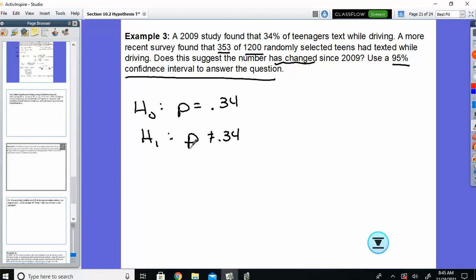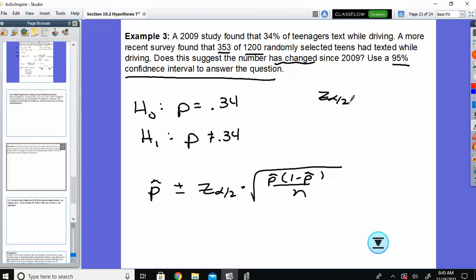So if we were going to build a confidence interval for p hat, look at your formula sheet. So remember we did these confidence intervals in chapter 9. So we had p hat plus or minus z alpha over 2 times the square root of p hat times 1 minus p hat over n. So if I want to do that, we're going to need our z value, which we can get from the table. Since I said a 95% confidence interval, then my z would be, if you look down at the bottom, 1.96.